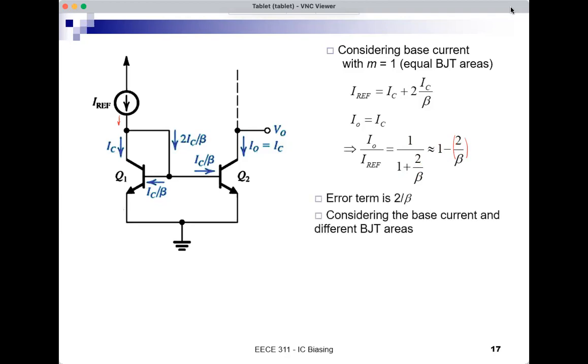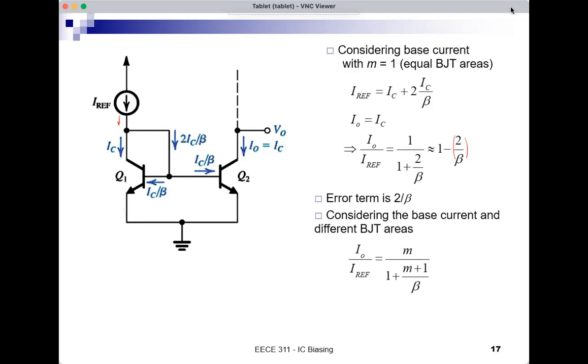What if I have different BJT areas? What if AE1 and AE2 are not equal? So M is not equal to 1. In this case, I can show that IO over IRF will be M over 1 plus M plus 1 over beta.